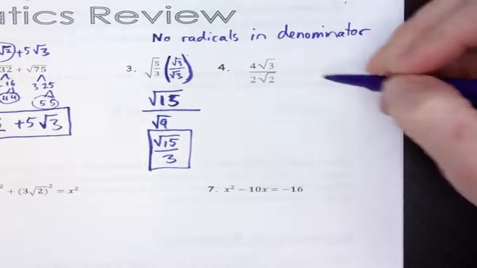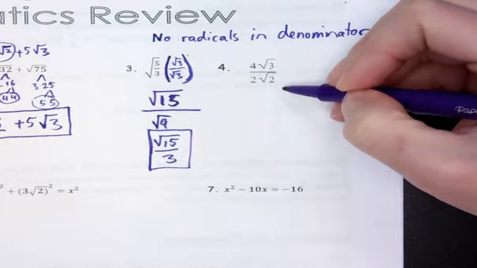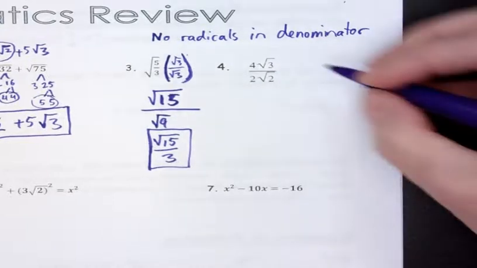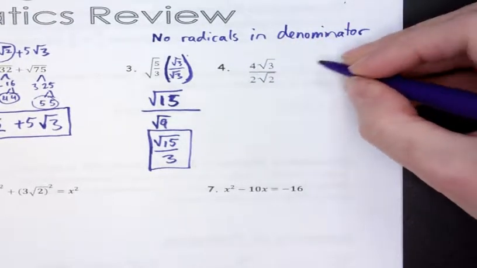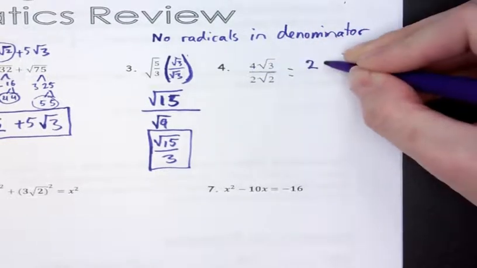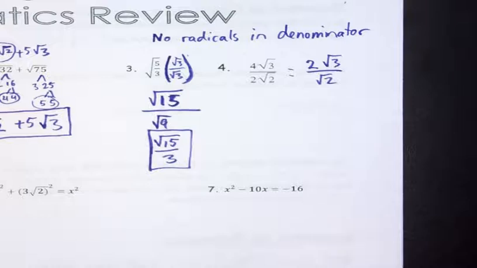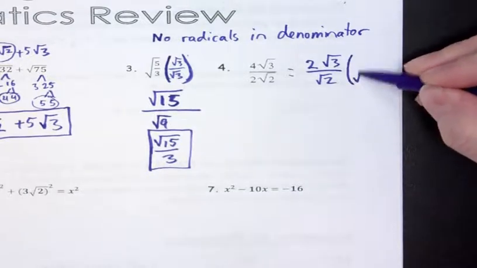This one, first I'm going to see, is there something I can divide first? No. Yeah, 4 and 2 still divide. So if there's something you can divide, you divide first. So first step is I go ahead and divide that out to get 2 root 3 over root 2. What am I going to multiply it by? By root 2.